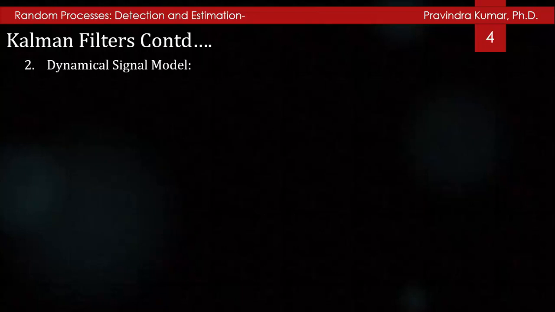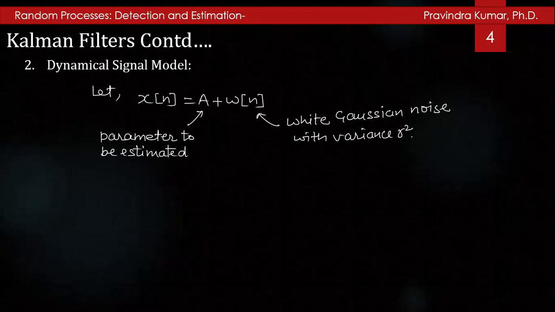Now, what is the dynamical signal model? Let the DC signal level in white Gaussian noise be x[n] = A + w[n], where A is the parameter to be estimated and w[n] is white Gaussian noise with variance sigma squared. The signal model A might represent the voltage output of a DC level supply, and noise w[n] might be modeled as the error introduced by the voltmeter as successive measurements are taken. So x[n] represents the noise corrupted observation of the power supply output.